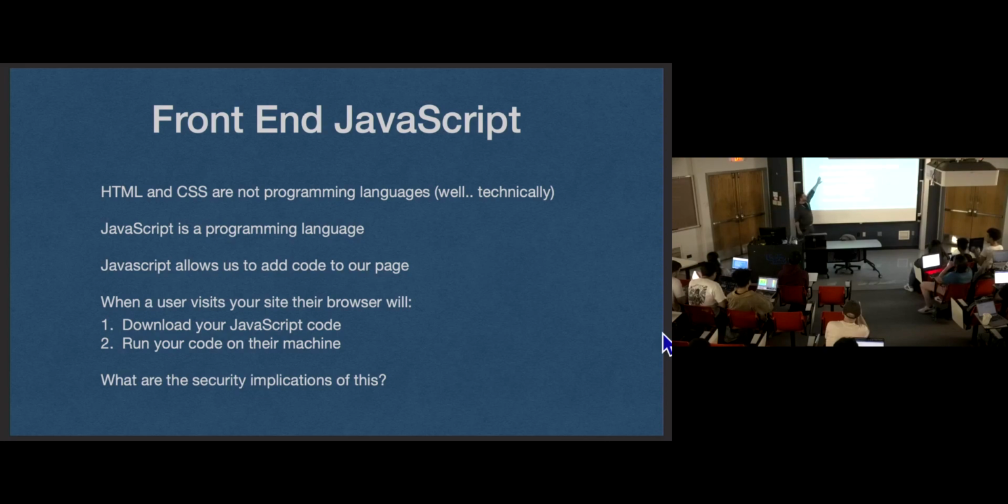JavaScript is your programming language. This is where we actually do programming for our front ends. Everything else, structure, style, nothing about programming, nothing about functionality. It's just deciding how your site should look. But now we want to add functionality with JavaScript. With JavaScript being a full programming language, guess what happens when somebody visits your page with JavaScript? They download your JavaScript code and run your code on their machine. Every time you visit a site with JavaScript, you download their code and run it on your machine.